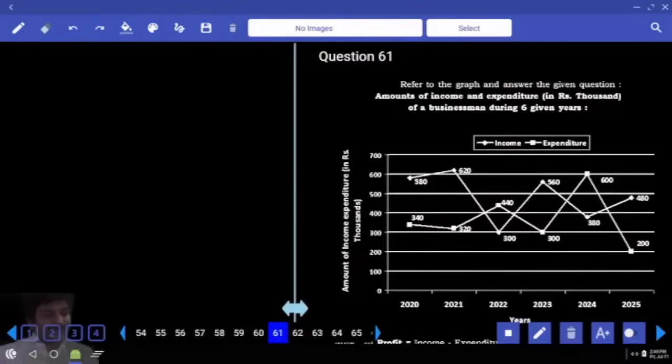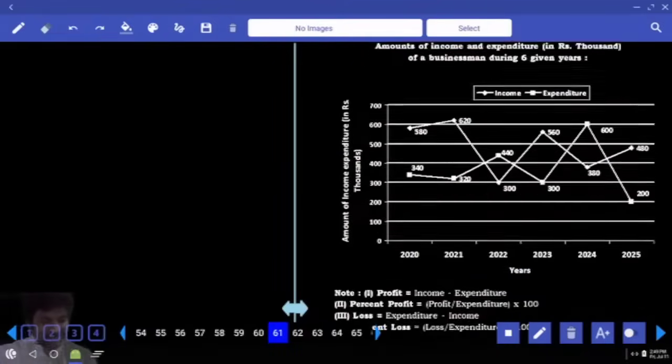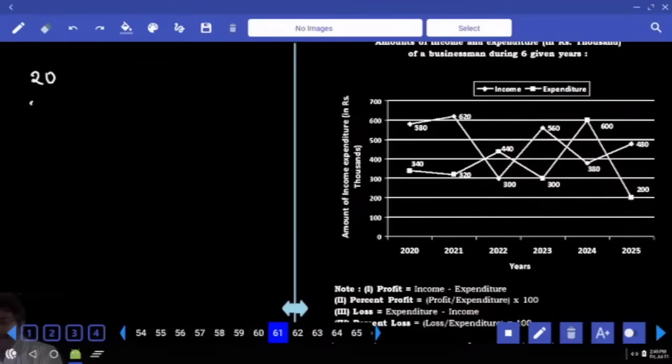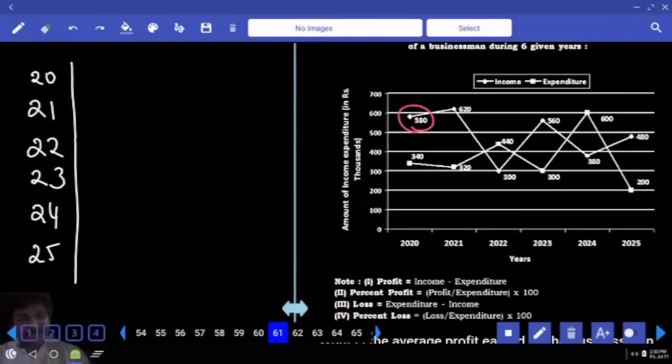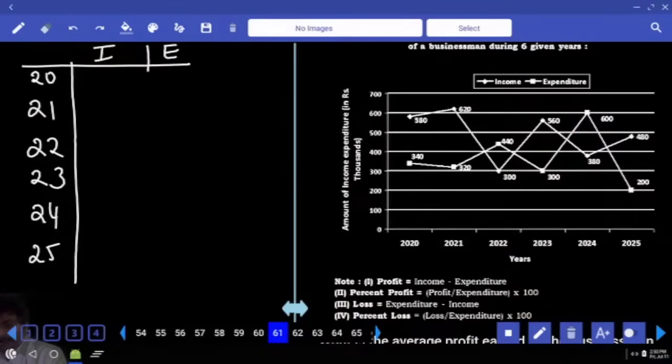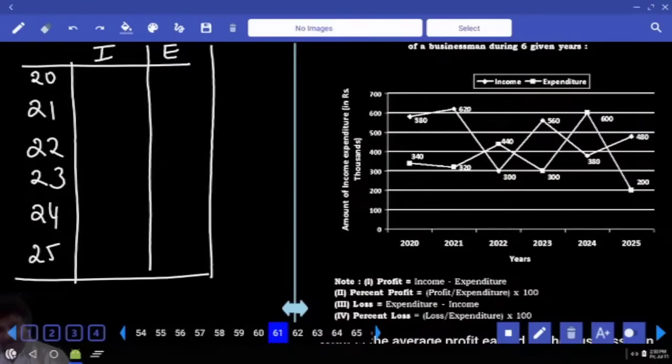Amount of income and expenditure in a business during 6 given years: 2020, 21, 22, 23, 24, 25. Though the respective numbers are written there, the values are in zigzag mode, so I always recommend you to prepare the table so that there won't be any confusion. First they are talking about income, then about expenditure. Income, diamond in shape.